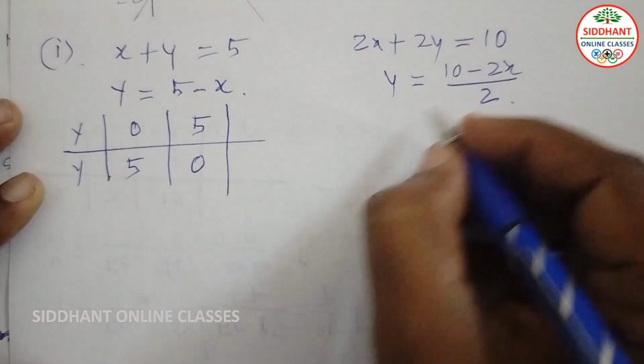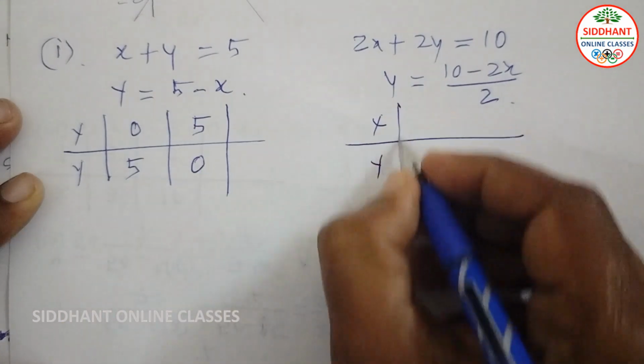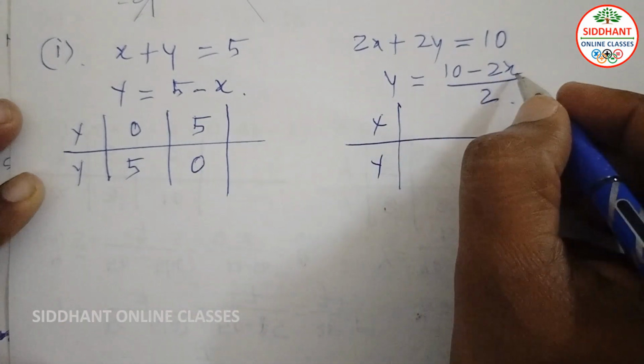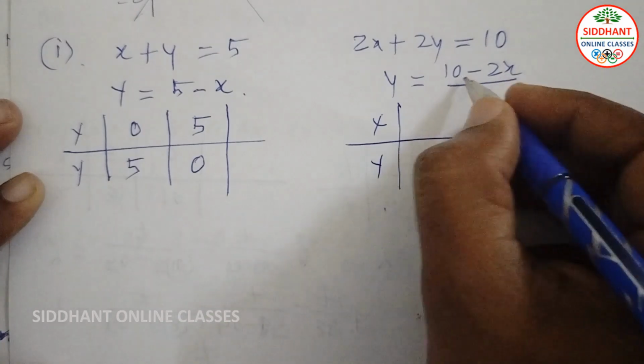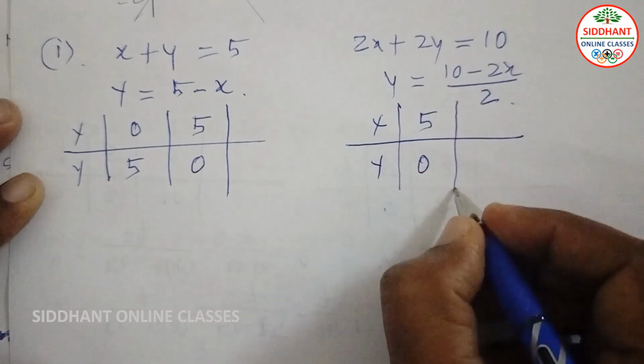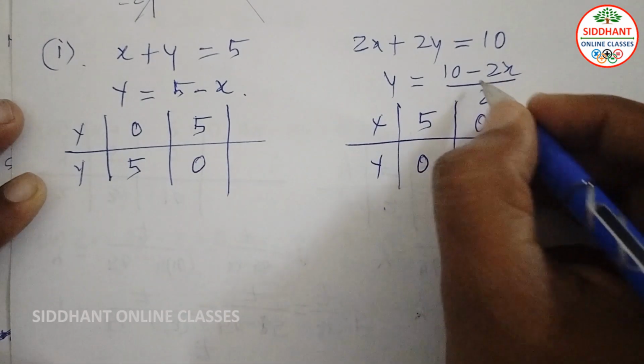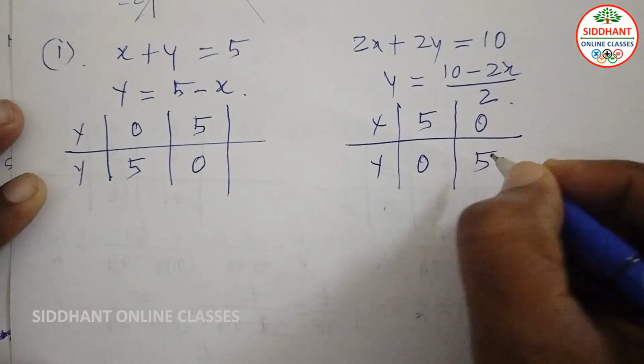Now taking the x and y values for the second equation: when x is 5, that means 2 into 5 is 10, 10 minus 10 is 0, so y will be 0. When x is 0, 10 minus 0 is 10, 10 by 2 is 5, so y will be 5.